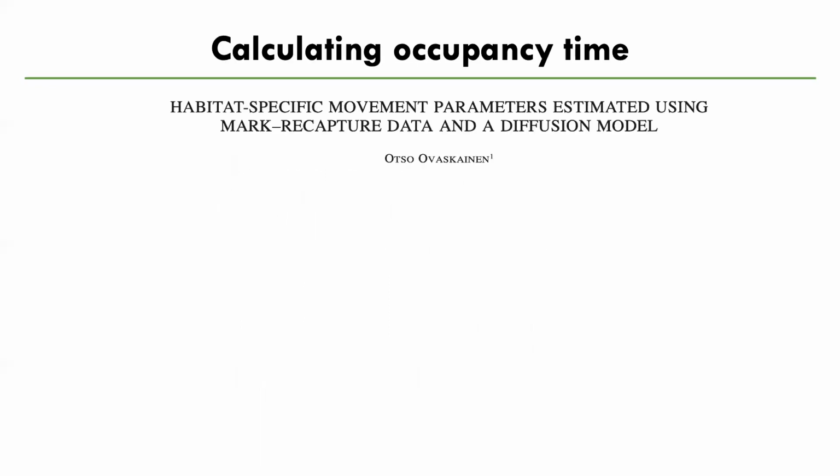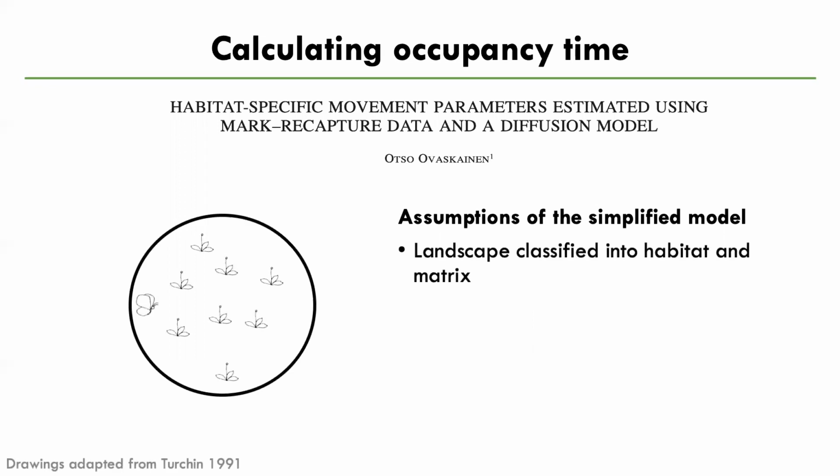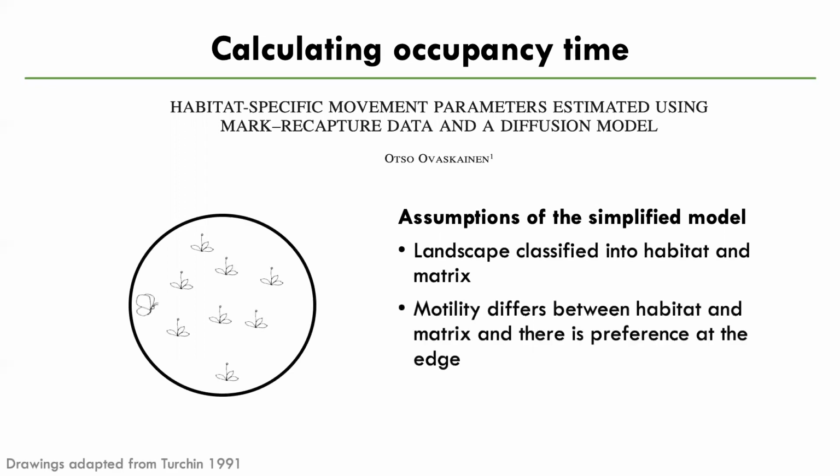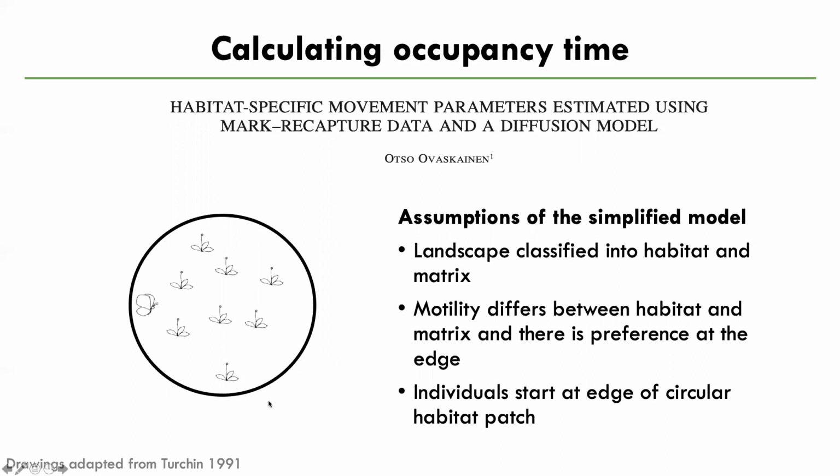That model comes from Otso Ovaskainen's 2004 ecology paper, which made a couple assumptions in order to actually make some equations so we can solve for occupancy time. The assumptions are that the landscape is classified into habitat and matrix, that motility differs between habitat and matrix, so the rate of movement differs, and that there's preference at the edge. And then we start individuals at the edge of a perfectly circular habitat patch with some radius, just like in this cartoon diagram on the left.